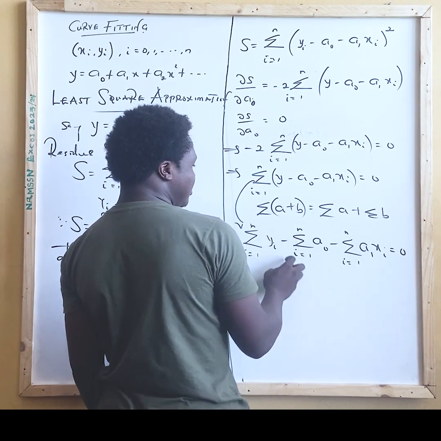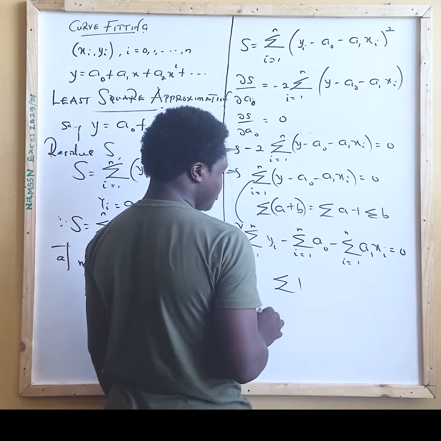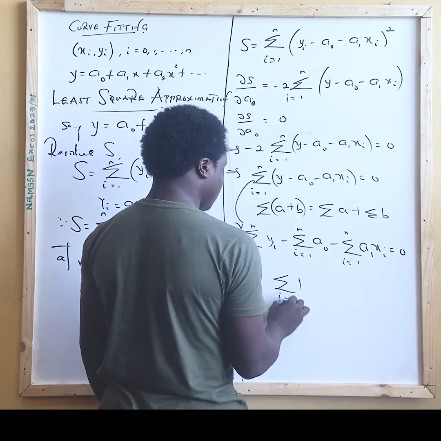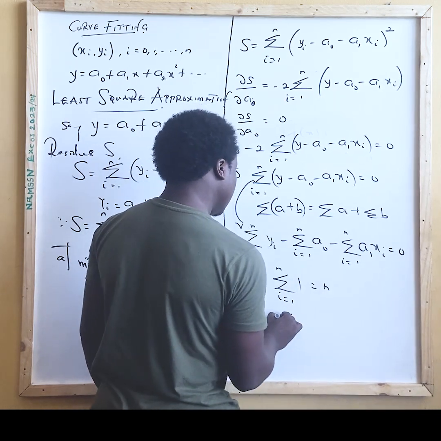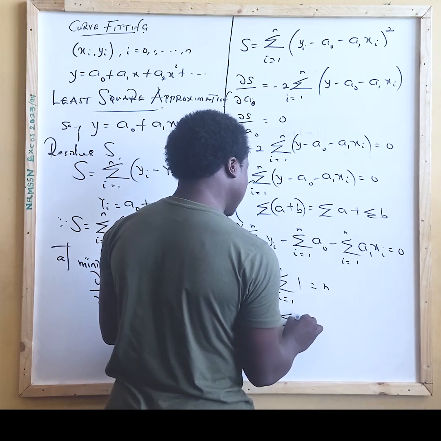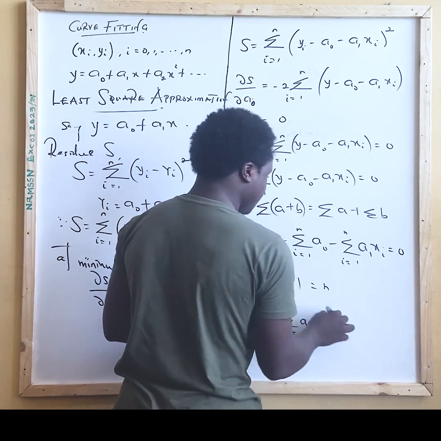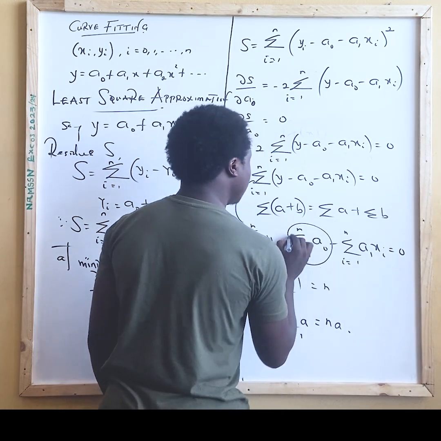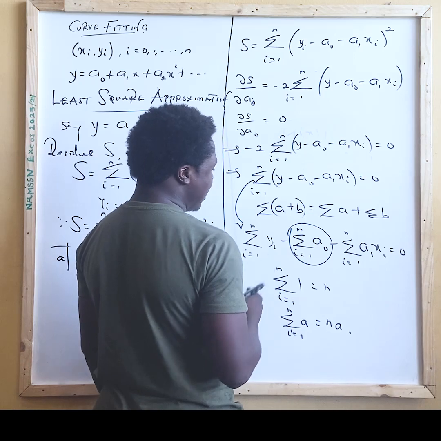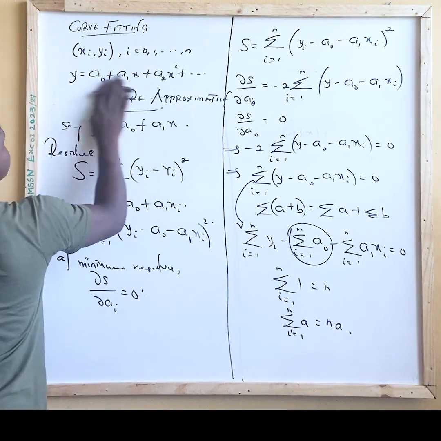Don't forget the goal is to get a naught and a1. So from here, we know that whenever we have summation with i going from 1 to n of a constant a, it is the same thing as n times a. So basically summation of a constant a from 1 to n should be equal to na. So it means that here we can say that our summation of a naught, i going from 1 to n, should be n a naught.